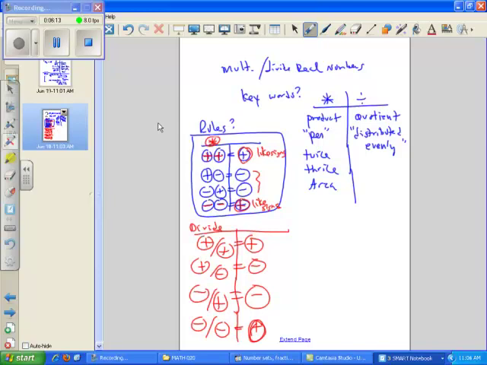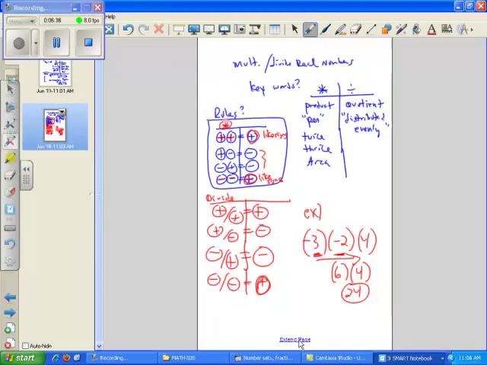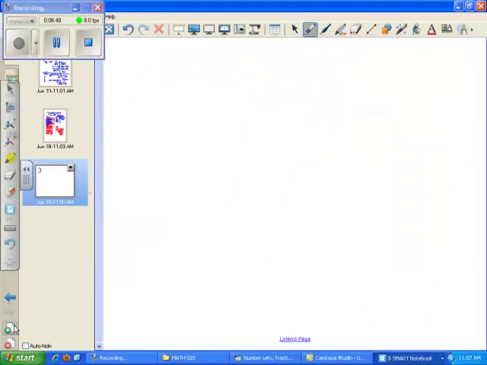So just to think about that, a little light example here. If you had -3 times -2 times 4, you're going to move left to right, so a negative times a negative is going to yield a positive, so positive 6. And then times 4, that's going to be 24.